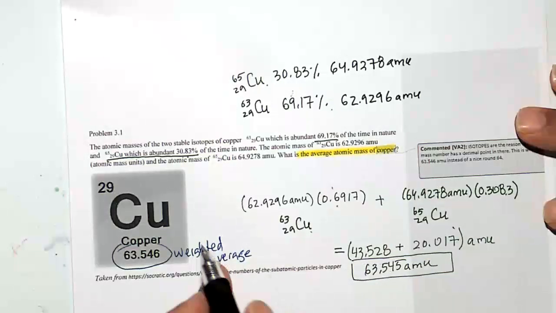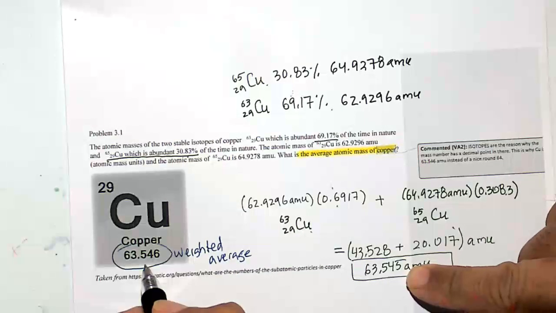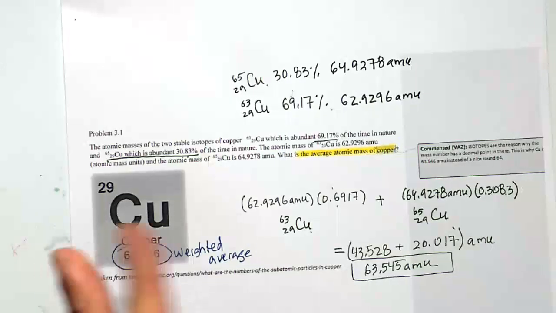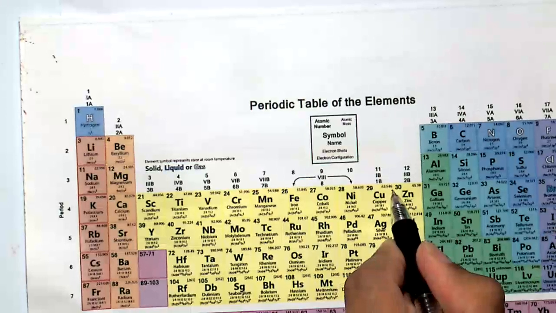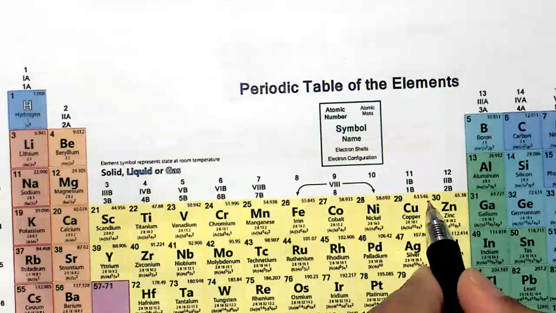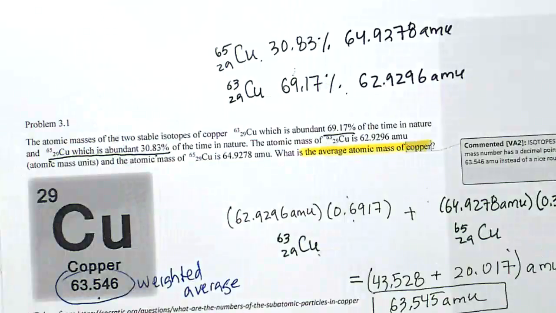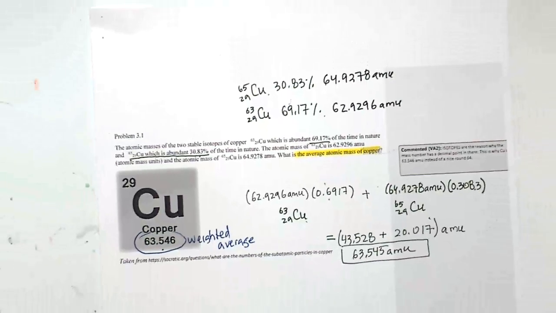This is our answer, and it's pretty close to what I get from the periodic table. Copper is 63.546, and we calculated it from this problem as 63.545. So this is how you calculate a weighted average.